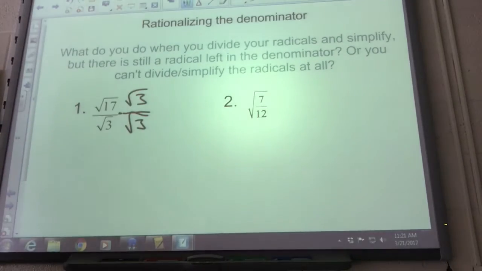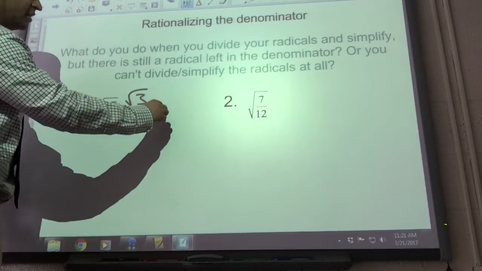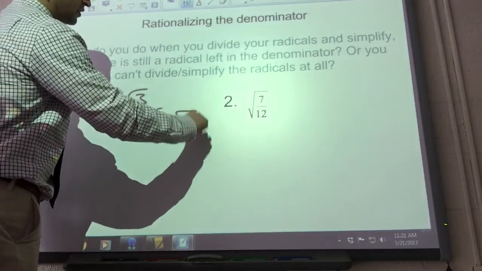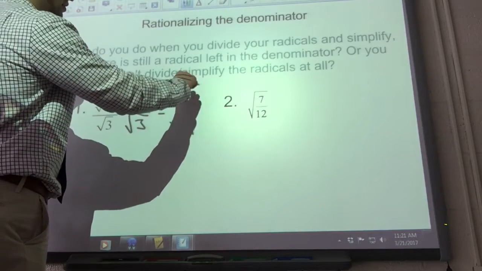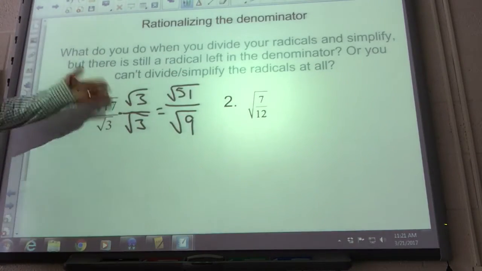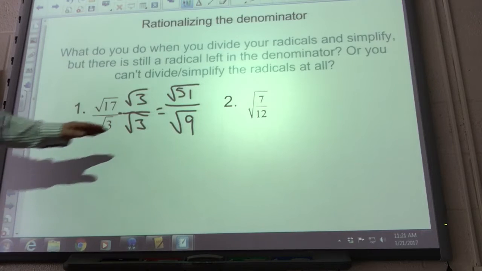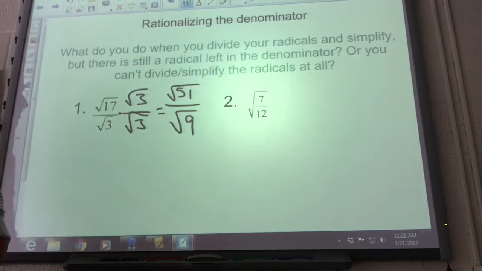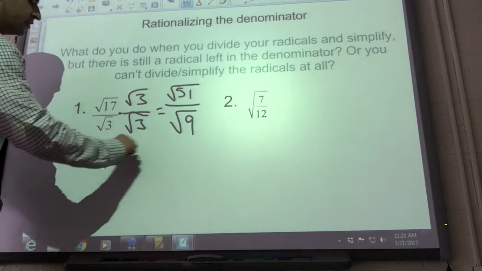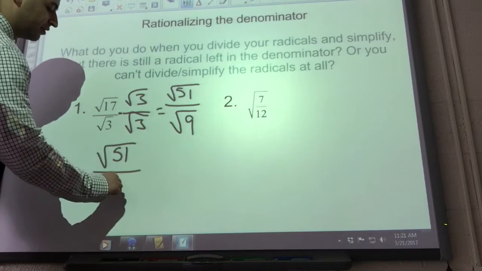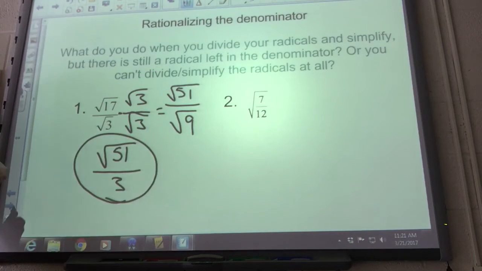Why did I choose radical 3? Well, because if you square 3, it's going to give you 9, and that will give you a perfect square. On the top, it's going to make another radical, but we don't care, as long as we care about not having radical in the denominator. That's all it is. Square root of 9 is 3. And there's your answer.